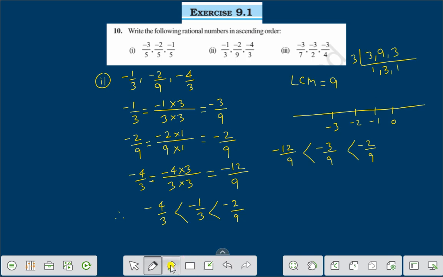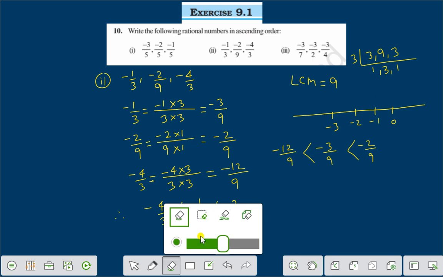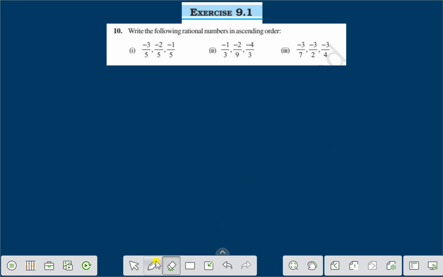Now question number 3, here you see, is this one, that is minus 3 by 7, minus 3 by 2, and minus 3 by 4. First of all, you see the denominators are different. Therefore, you have to find the LCM of these three denominators. Let us find the LCM.